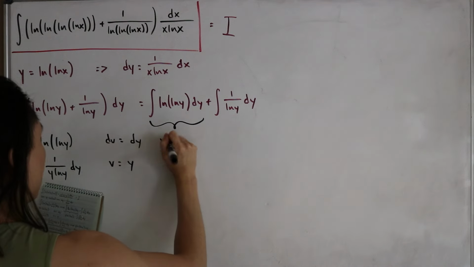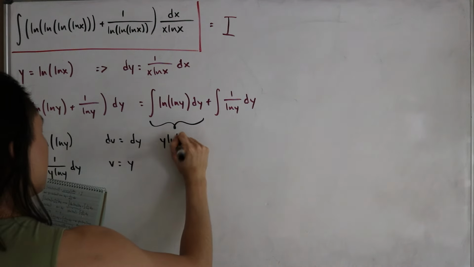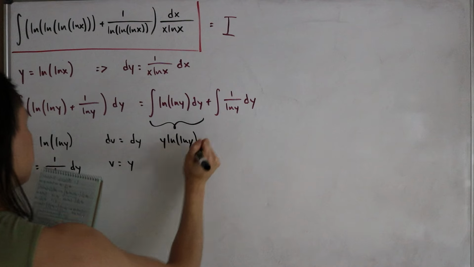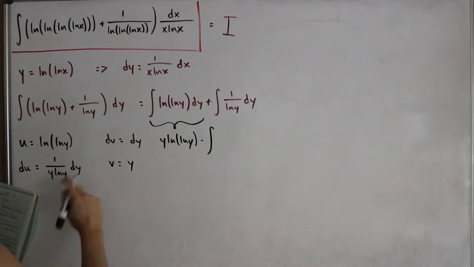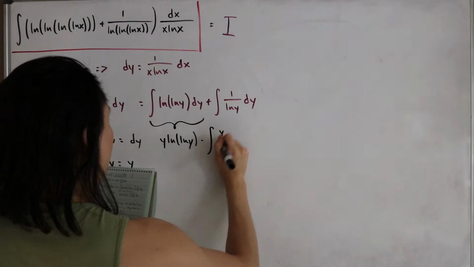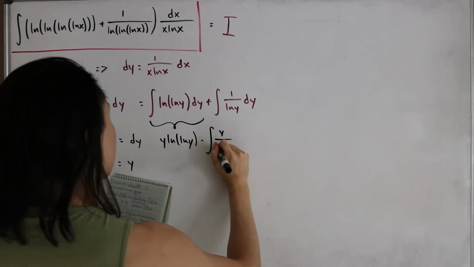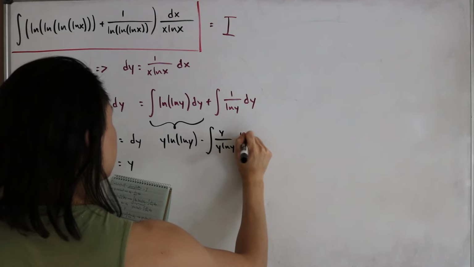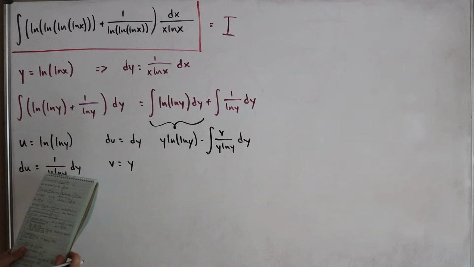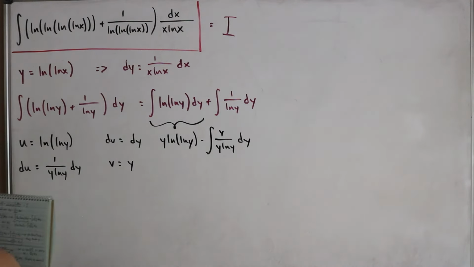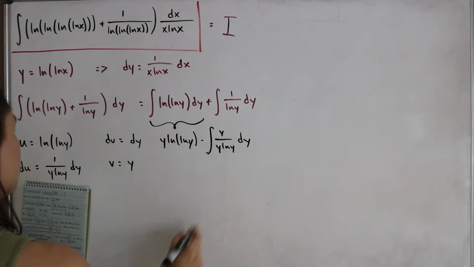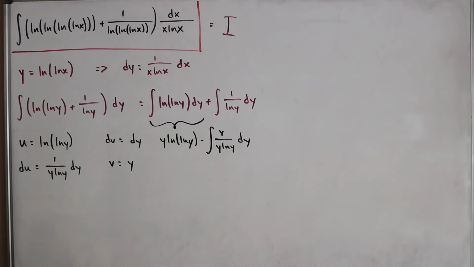that means I have y times the natural log of y, okay? And then subtract this with, so multiply the v times du, so that means I have y divided by y ln of y, and then dy. Okay, so as you notice that the y's are just going to cancel itself out. Then now if we actually just put everything back together, so I'm just going to write this as, put that back as capital I yet again.